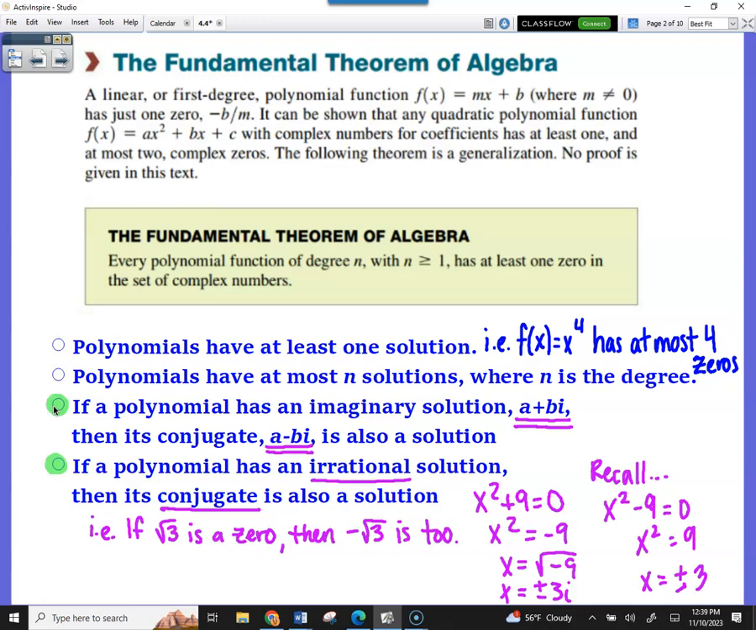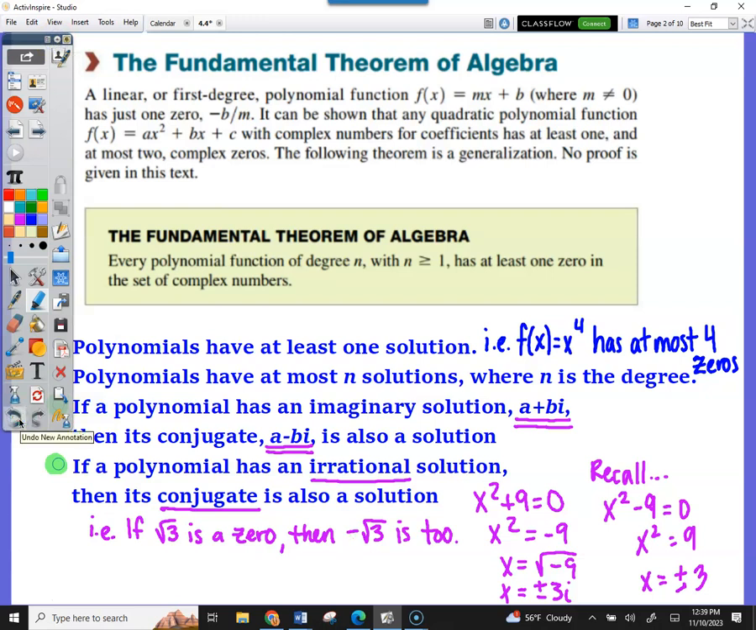That is, if I tell you that a polynomial has a 0 of a plus bi, then you need to be able to say, okay, then it also has the 0 a minus bi. Same concept, but with radicals. If I tell you a polynomial has a 0 of any radical, then you need to be able to say that it also has the opposite sign radical as a 0 as well. So the takeaway on that slide is summarizing the whole point of the fundamental theorem of algebra.